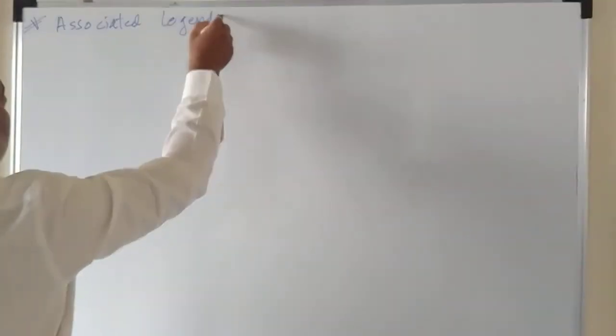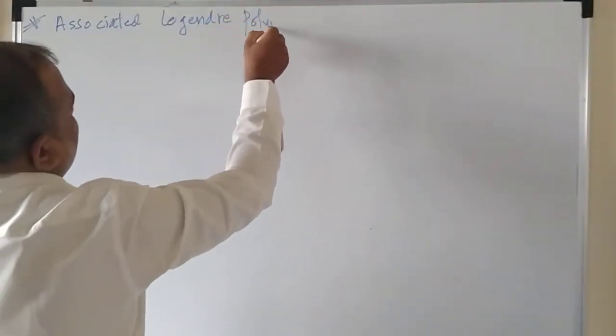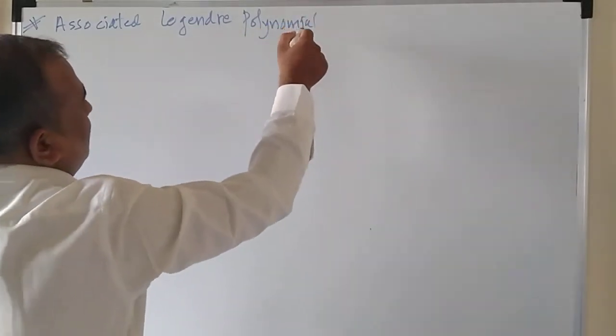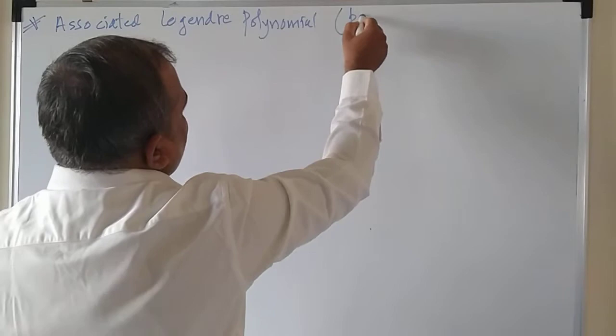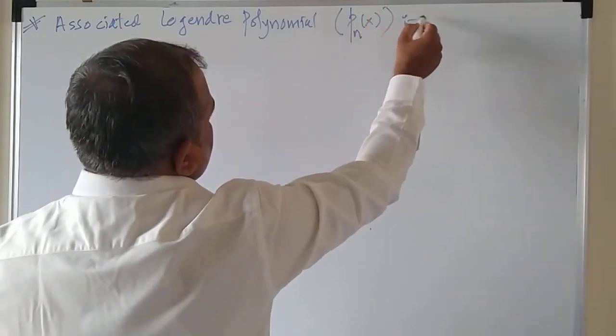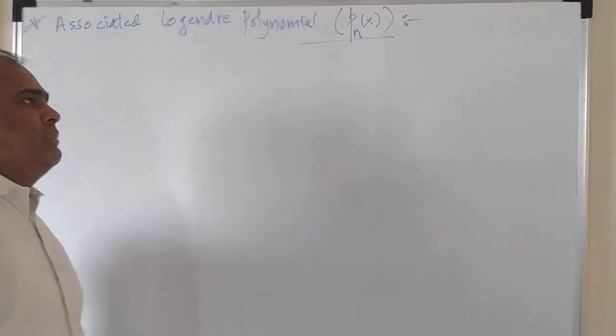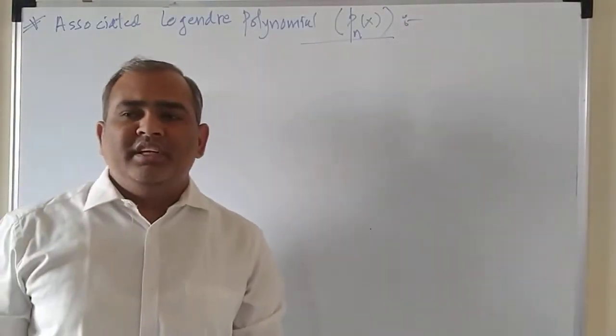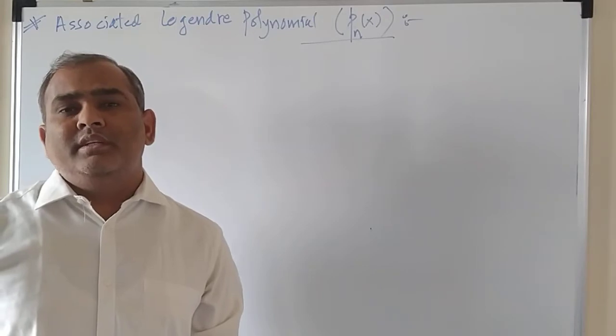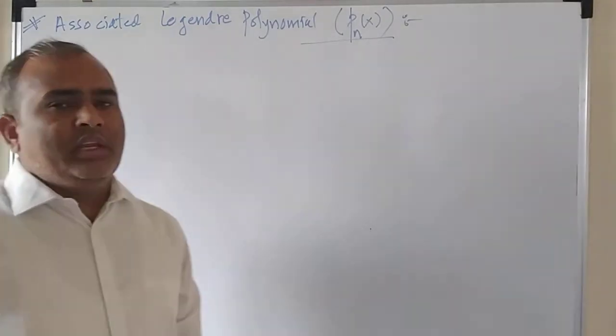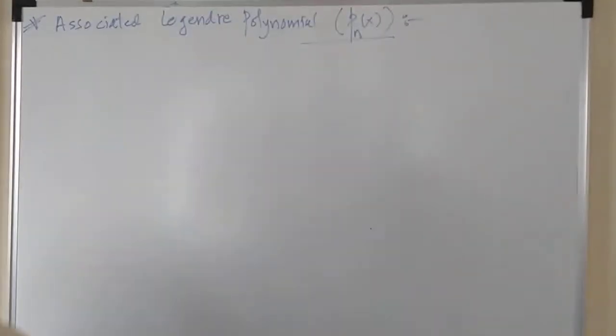Associated Legendre polynomial, Pn of x. There is a little bit of difference between the Legendre differential equation and the associated Legendre differential equation. So let's write the differential equation for the associated Legendre polynomial.